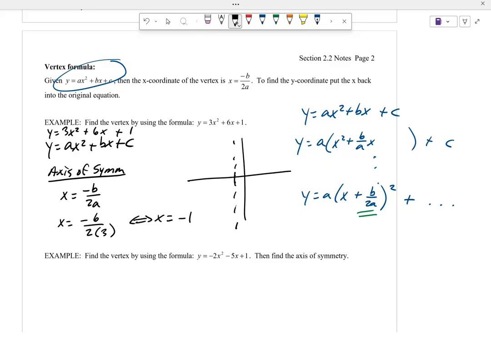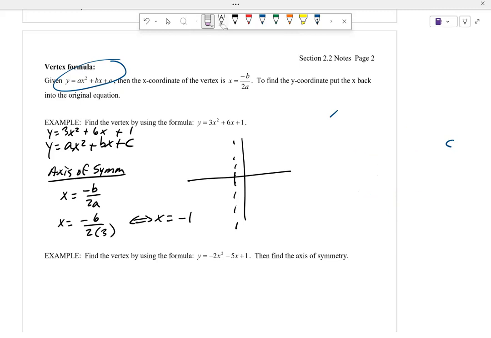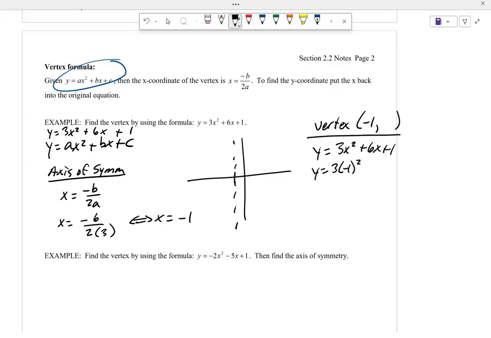And if you wanted to, you could even find the vertex from there by plugging it in. Let me erase this real quick. We know that's our axis of symmetry. So the vertex has that -1 value. Let's find the y value. So we got 3 minus 6 plus 1. I got -3 plus 1. I got -2. Okay, so there's our vertex, -1, -2.